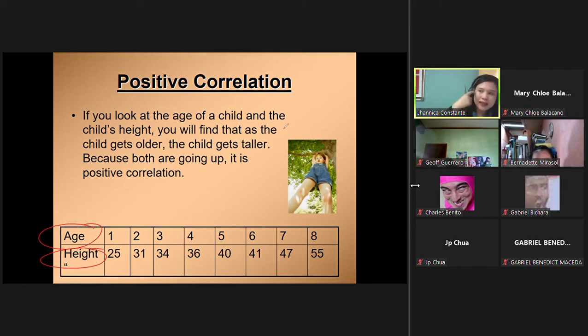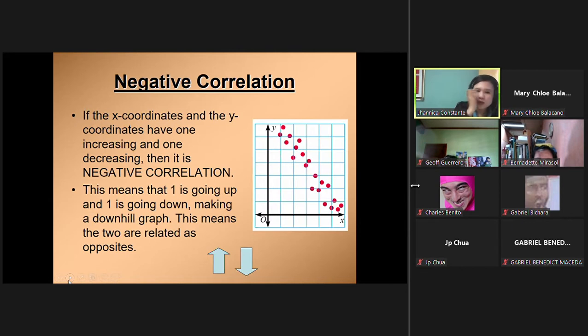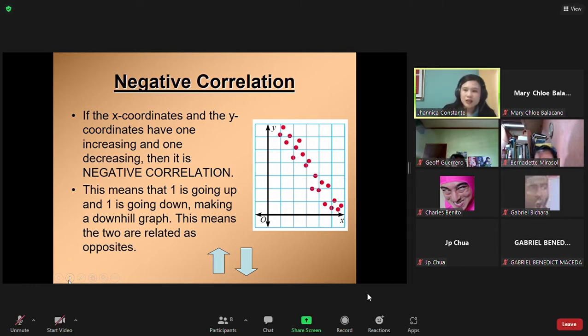The second type of correlation that we have, if we have a positive correlation, we also have the negative correlation. When we say negative correlation, if the x coordinates and the y coordinates have one increasing and one decreasing, then it is a negative correlation. It means one of the coordinates is decreasing and the other coordinate is increasing. So that is what we mean by a negative correlation.